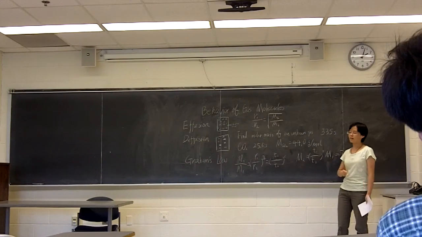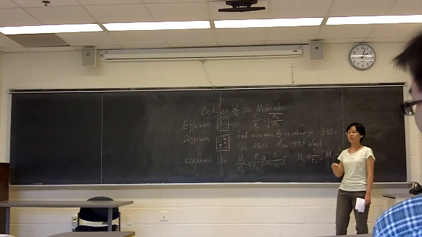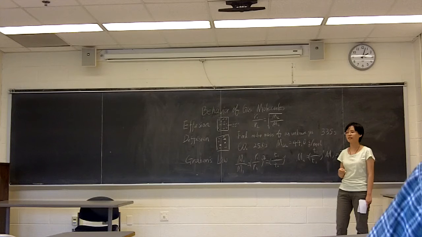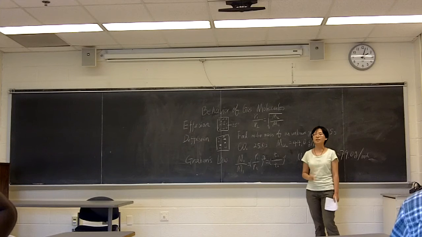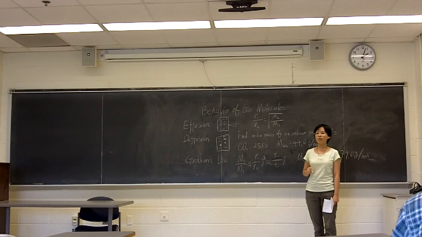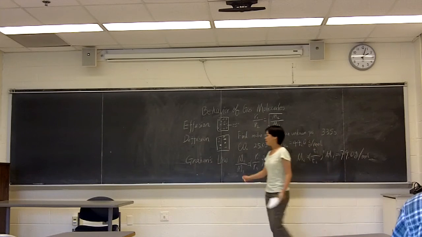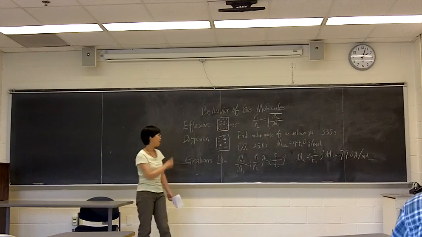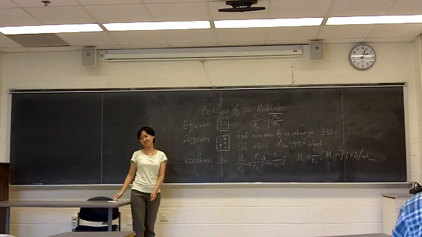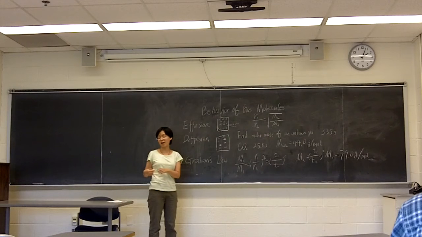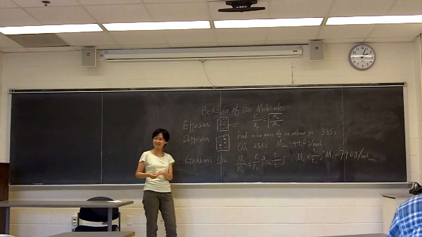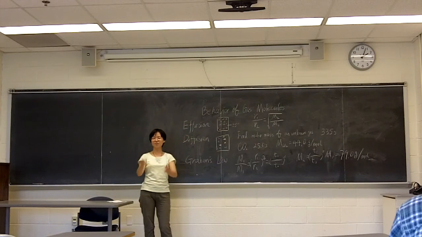Besides this one, Graham's law provides a basis for separating isotopes by diffusion. That method plays a significant role in the development of atomic bombs. So does anybody know how we use Graham's law to produce atomic bombs? Atomic bomb? Yeah. Nuclear. You know? No. It's time.